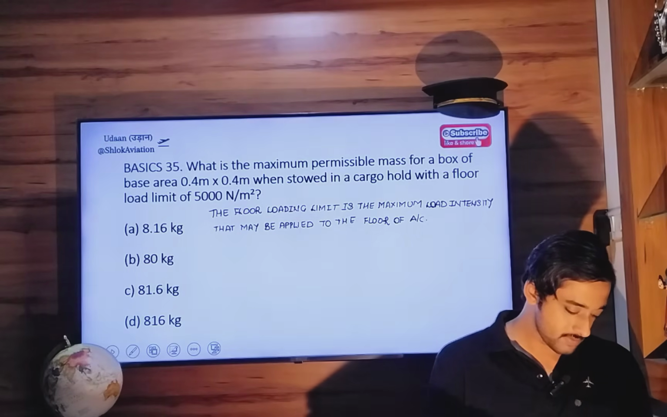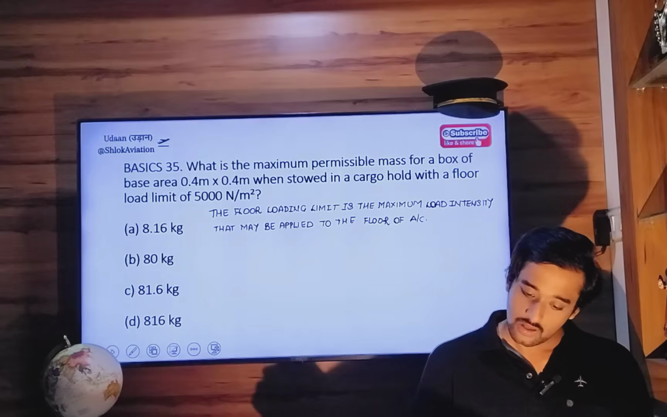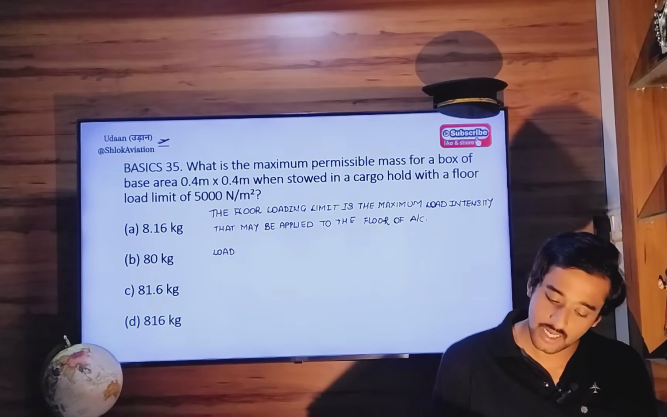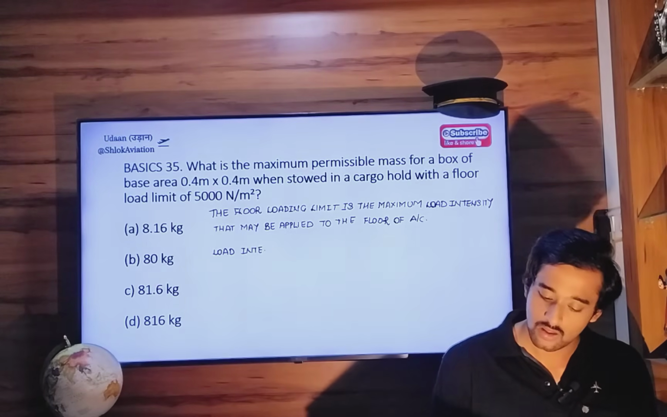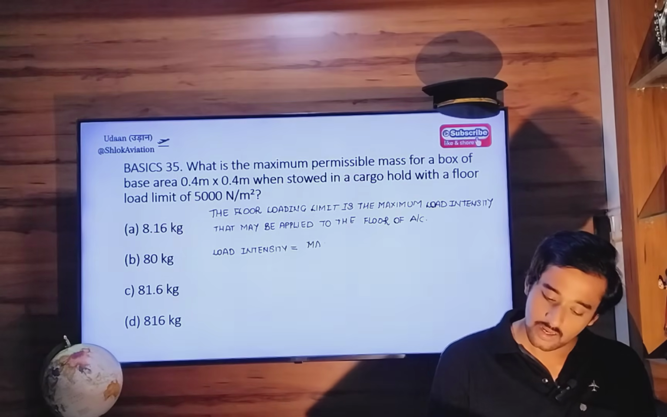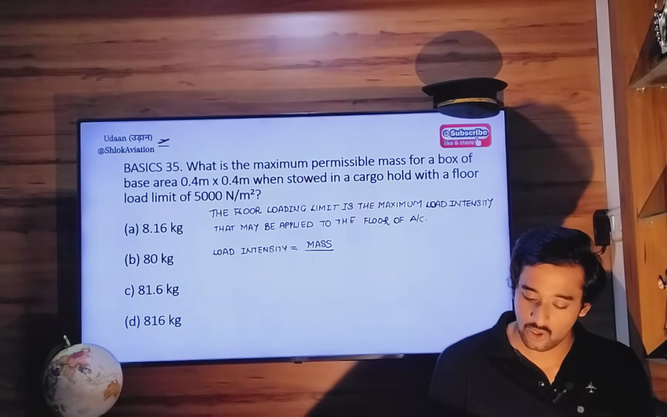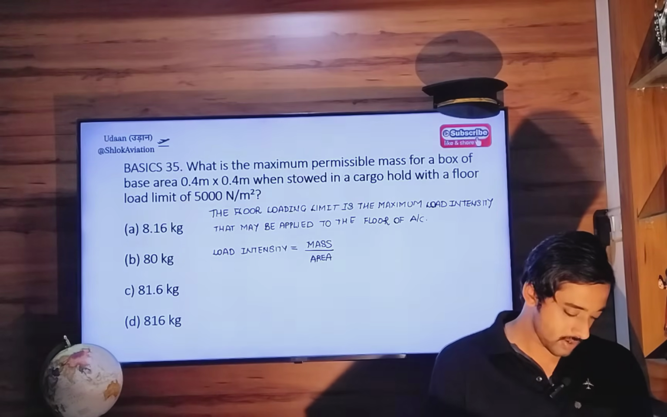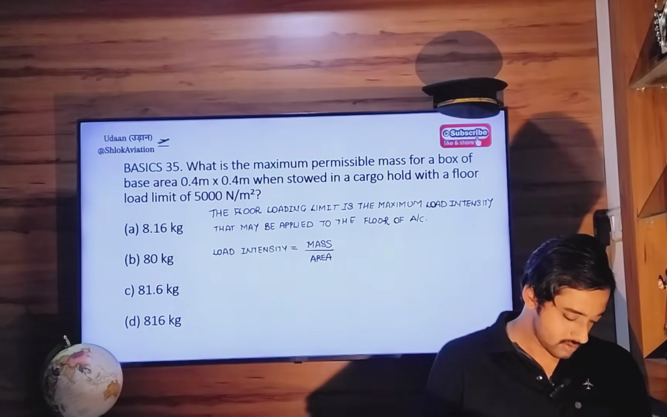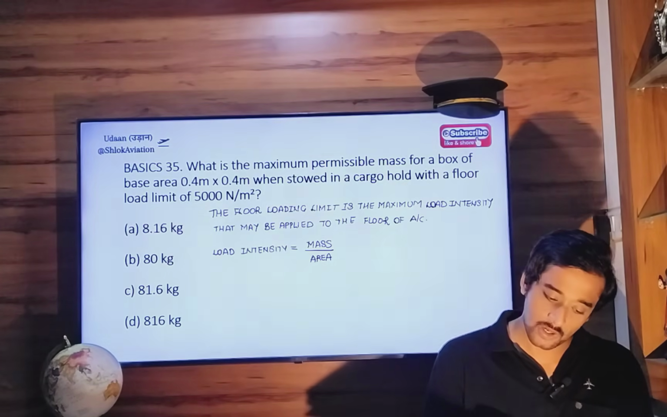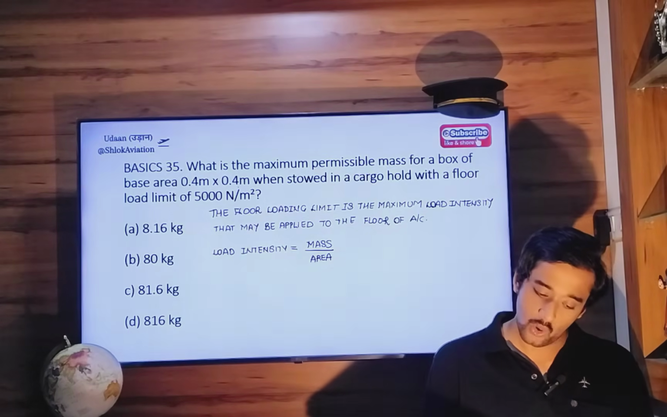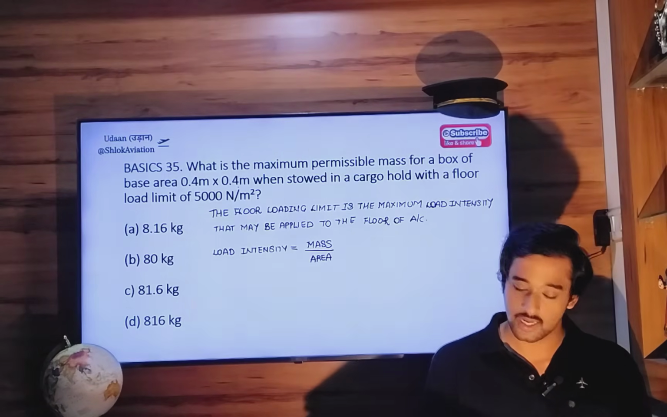Load intensity, okay, maximum load intensity. Next point, load intensity is equal to mass divided by the base area of the load. Okay, substitute the value. What is the base area? 0.4 into 0.4, and load limit is 5000 Newton per meter square. Correct?